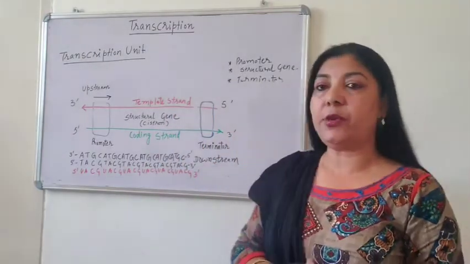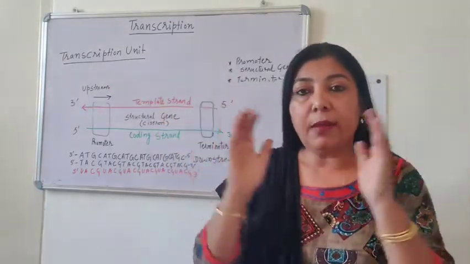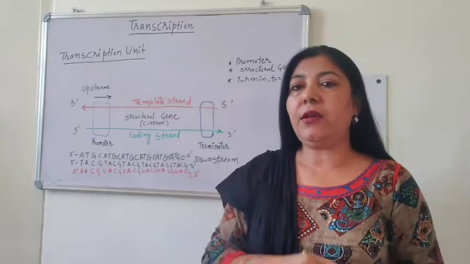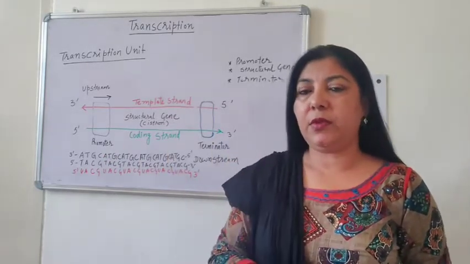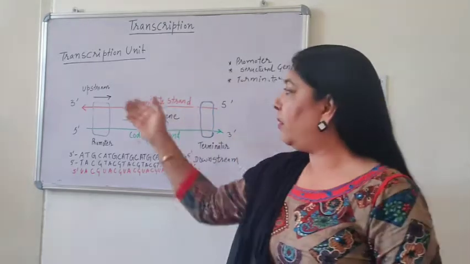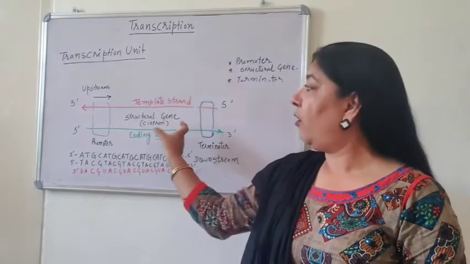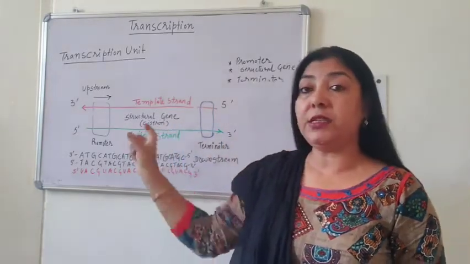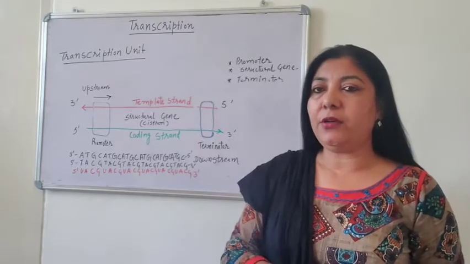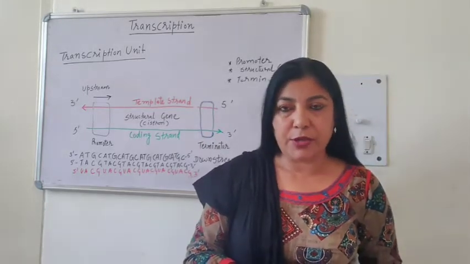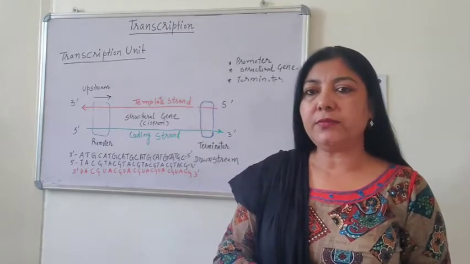If you see this transcription unit, you can see that the complete DNA doesn't undergo transcription. Only a specific part, which has the promoter and terminator along with the structural gene, that is called the transcription unit, undergoes transcription. And on a DNA there may be many transcription units.